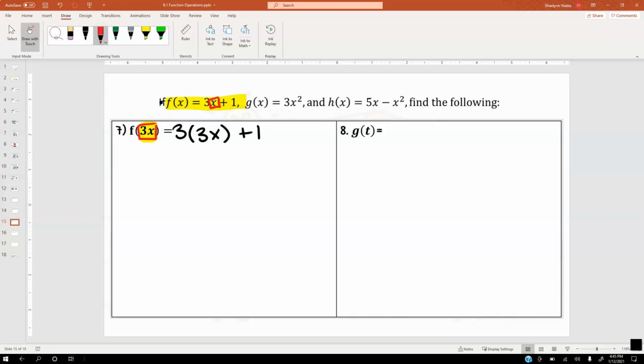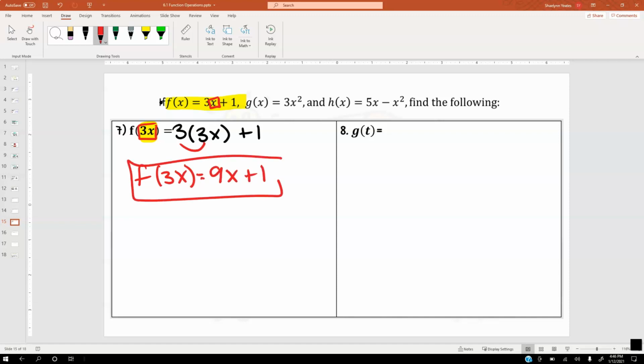And from here, I can just multiply 3 times x. So f of 3x is going to be 9x plus 1. And I can't simplify further, so that's my answer.